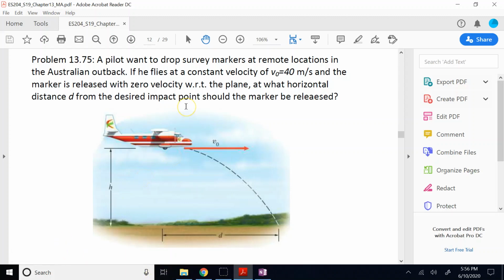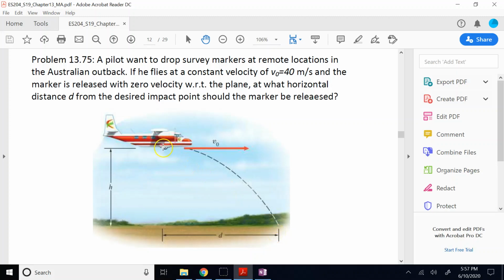So problem 1375 says a pilot wants to drop some survey marker somewhere in Australia. He's flying at 40 meters per second and completely horizontal. Then he would release the box completely without any initial velocity. So at what distance from right below the airplane would that marker hit the ground?